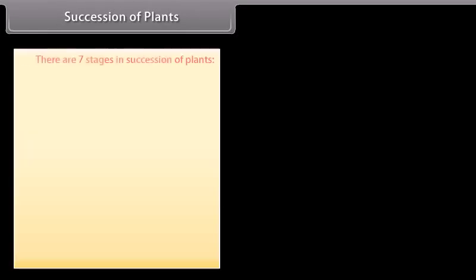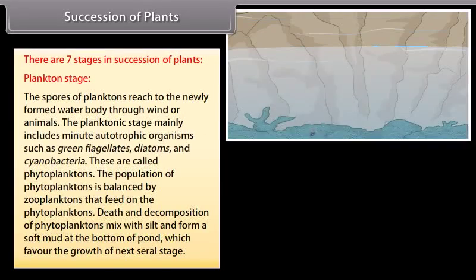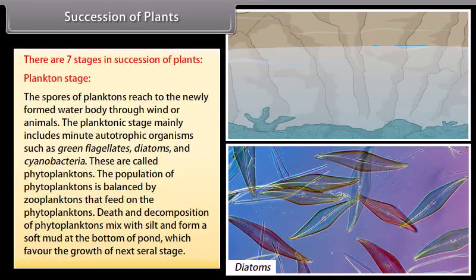Succession of plants. There are 7 stages in succession of plants. Plankton stage. The spores of planktons reach a newly formed water body through wind or animals. The planktonic stage mainly includes minute autotrophic organisms such as green flagellates, diatoms, and cyanobacteria. These are called phytoplanktons. The population of phytoplanktons is balanced by zooplanktons that feed on the phytoplanktons. Death and decomposition of phytoplanktons mix with silt and form a soft mud at the bottom of the pond, which favors the growth of the next seral stage.